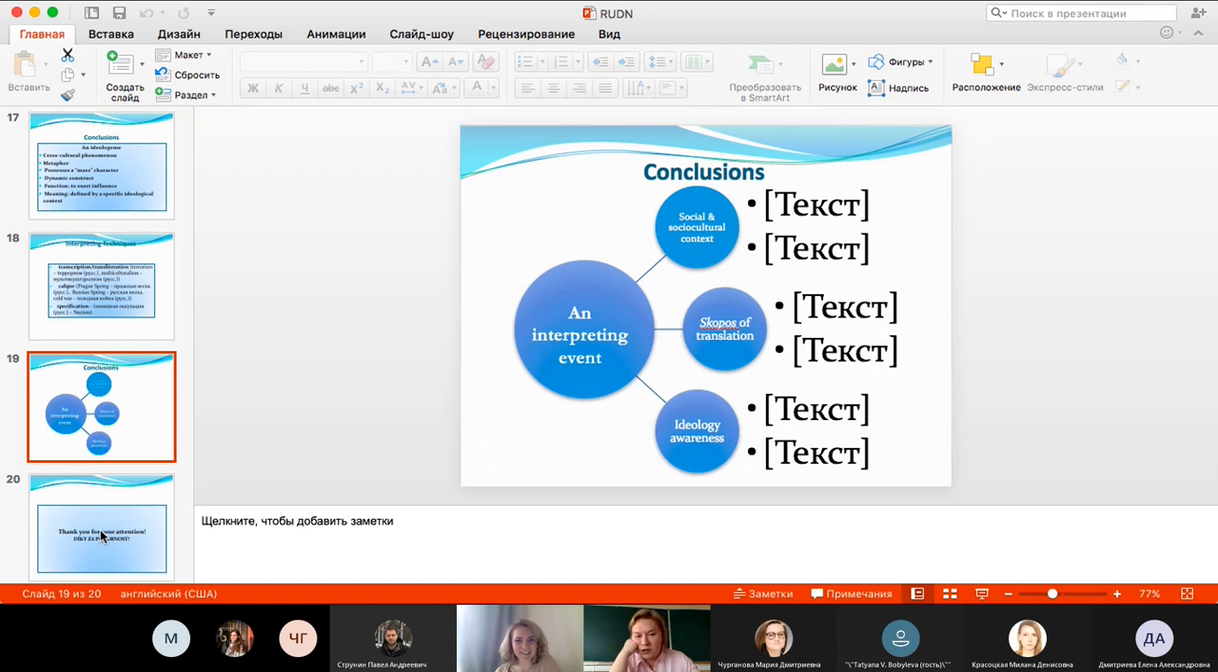What should be borne in mind here? That these interpreting decisions might depend on the nature of an interpreting event. Also, we should bear in mind social and sociocultural context, as well as the so-called skopos of translation. And we should not forget about ideology awareness.